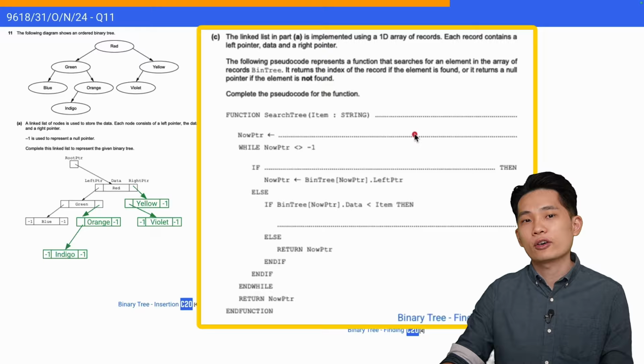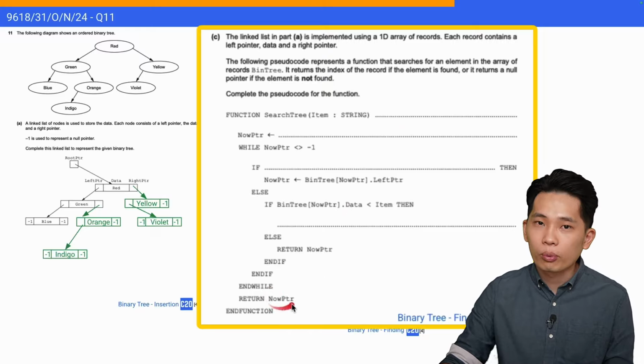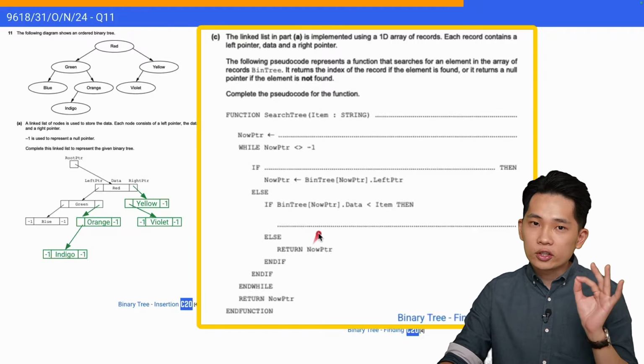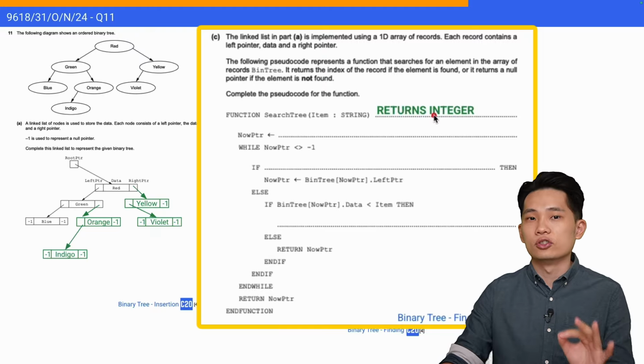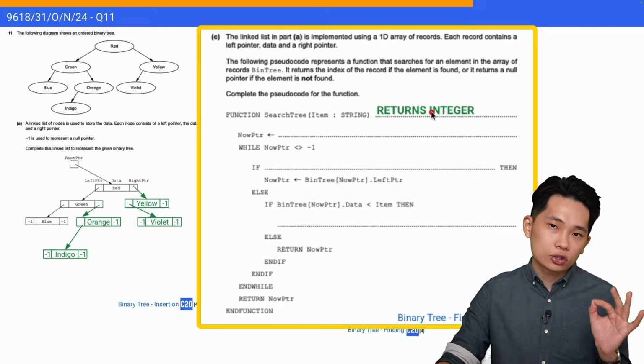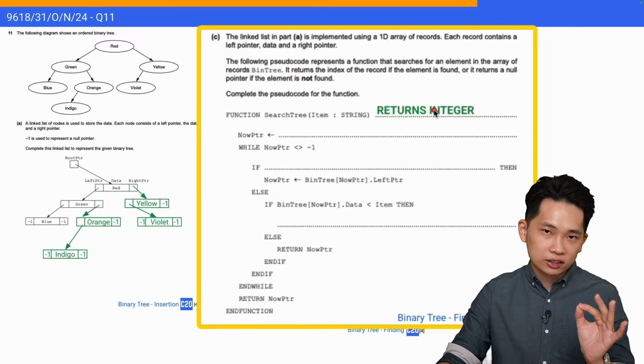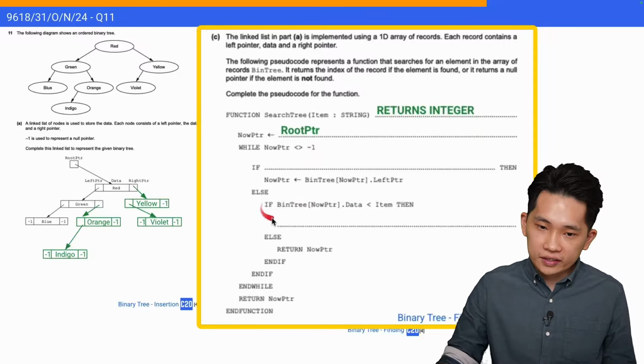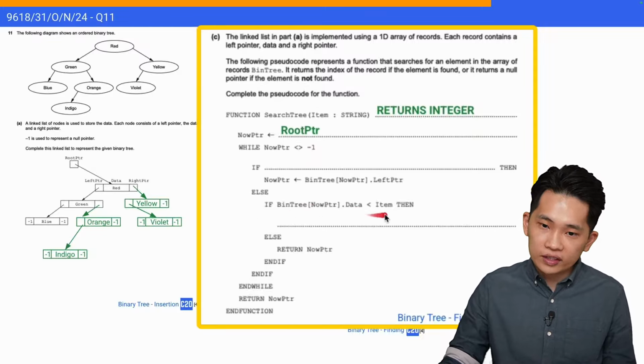If you look at this function here, it's returning a null pointer here. And the pointer will be an integer for this use case. So we can write returns integer here. Next, we will start searching the value from the first index of the linked list, which is the value of root pointer here. Then as I say, the subsequent if is less than.